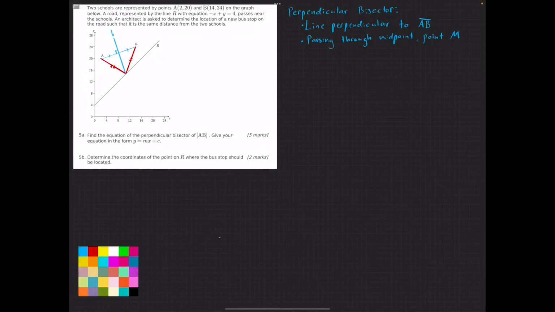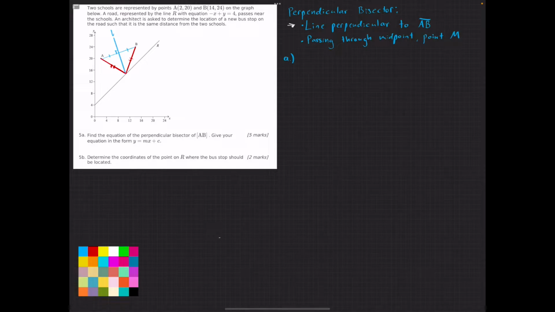So how do we find the perpendicular bisector? We need to find a line perpendicular to the line AB, and then we need to find a line that also passes through the midpoint M. So let's go ahead and deal with this section first. We want to find a line perpendicular to AB. Well, we're going to need to find the slope of AB before we can get started on that. So let's go ahead and find the slope of AB.